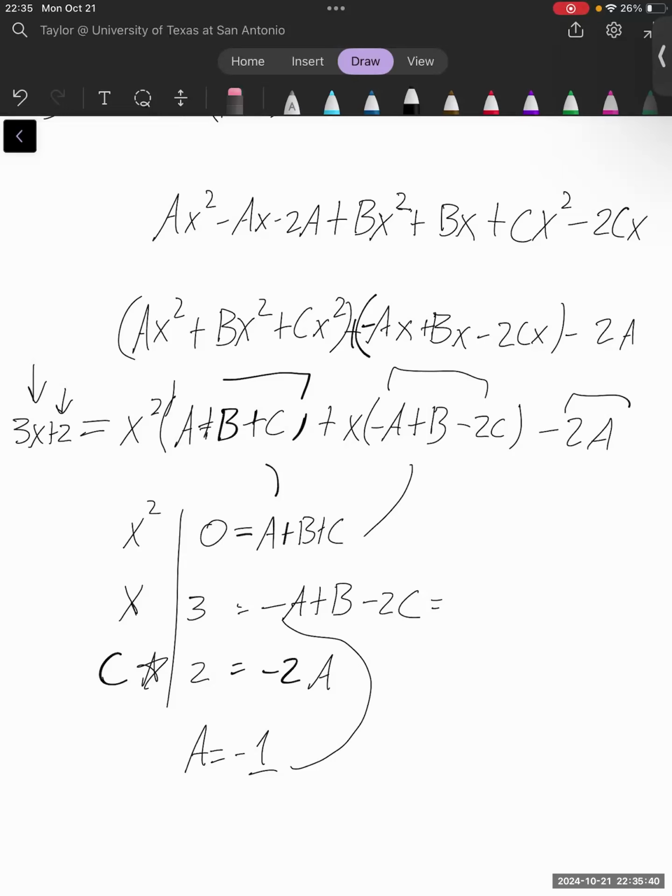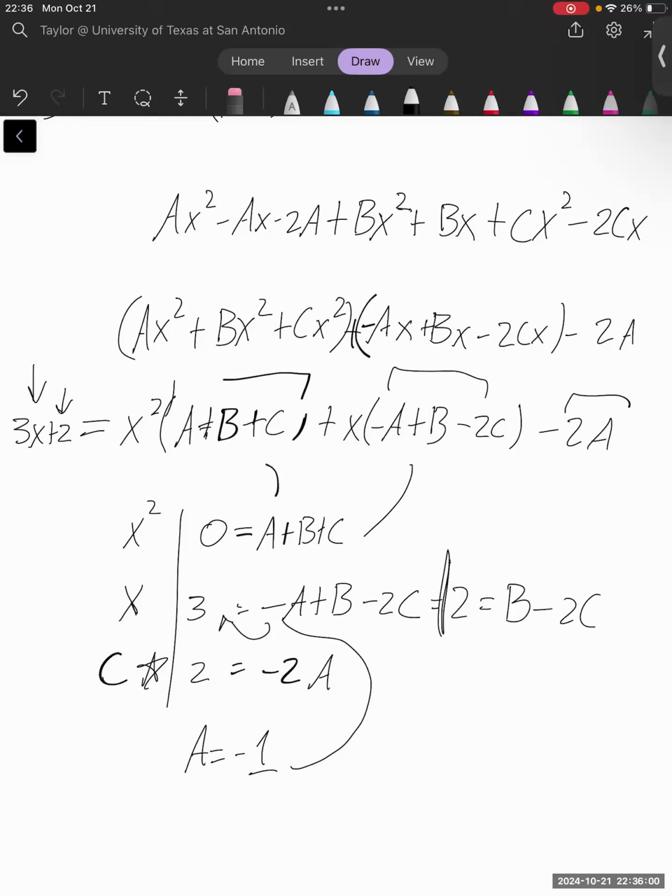Okay, sorry if I misspoke. This is negative 1, which is positive 1. Move that to the other side, so then we get 2 equals b minus 2c. Okay, that doesn't really help us.